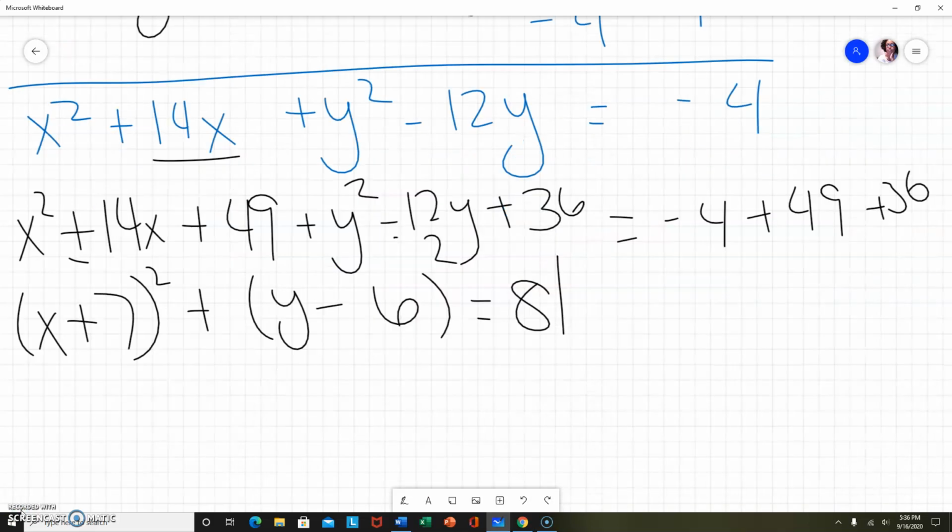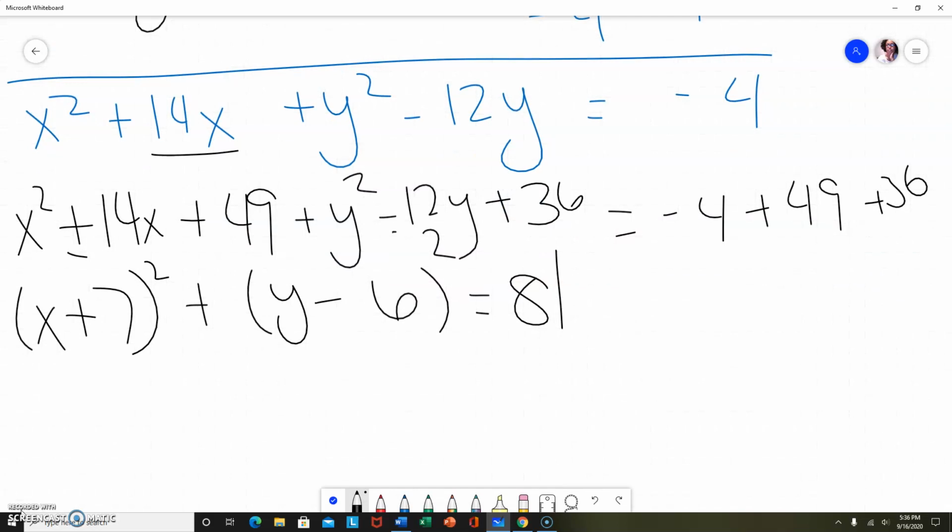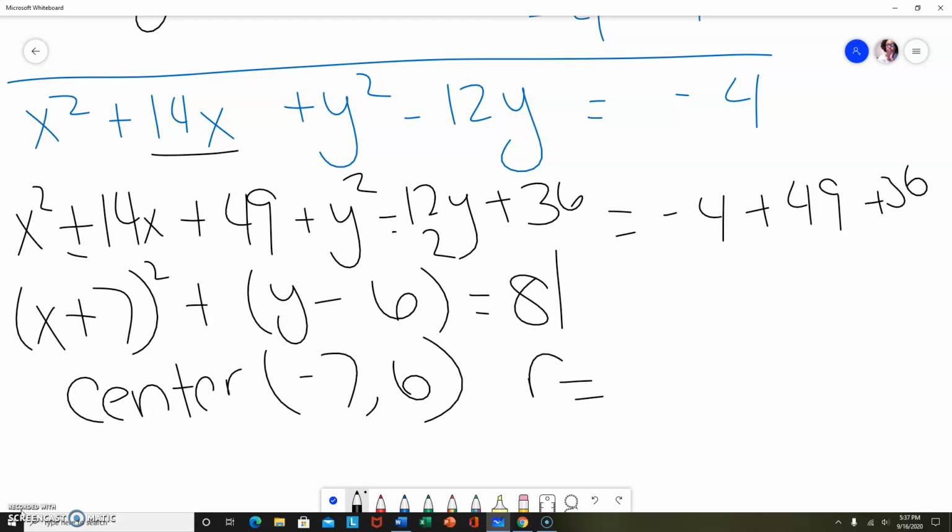So again, this gives me so much more valuable information. I know now that my center is negative 7, 6, and my radius is the square root of 81, which is 9. And I hope that this helps.